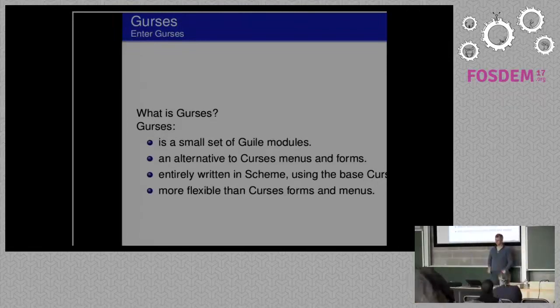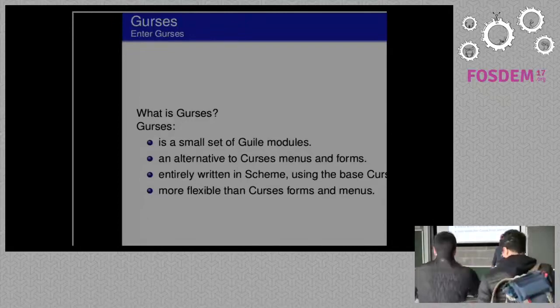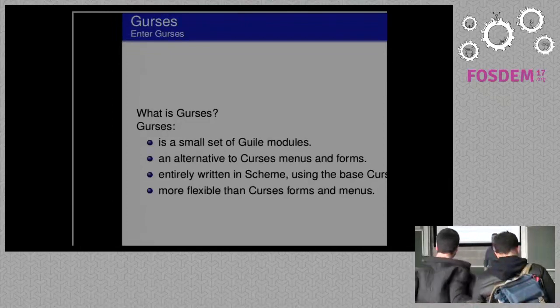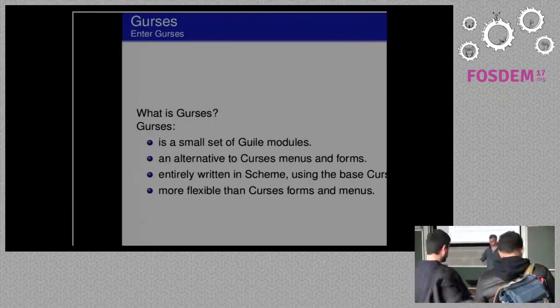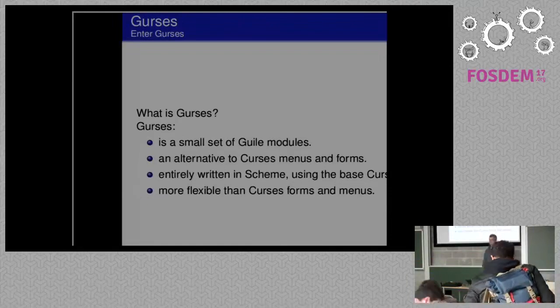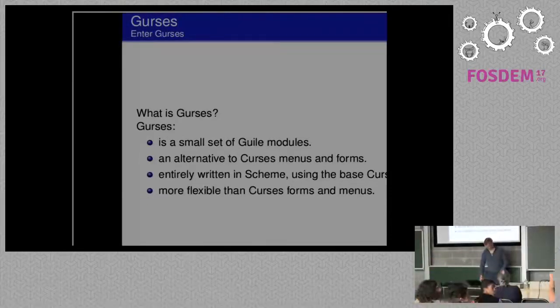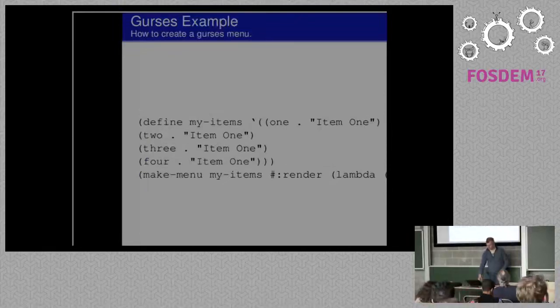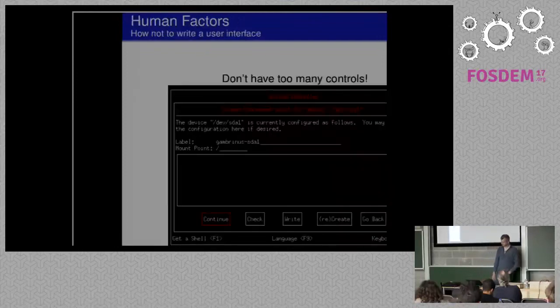I wrote my own, which did an equivalent thing. A small set of modules, which did more or less the same, written entirely in scheme, but using the base curses. So I'm still using Guile in curses, I'm just not using their forms and menus implementation. Okay, thank you. Well, that's an example of how it does it. As we're running out of time, I'll skip that. But I think that way is a lot easier than the previous way that I showed you.